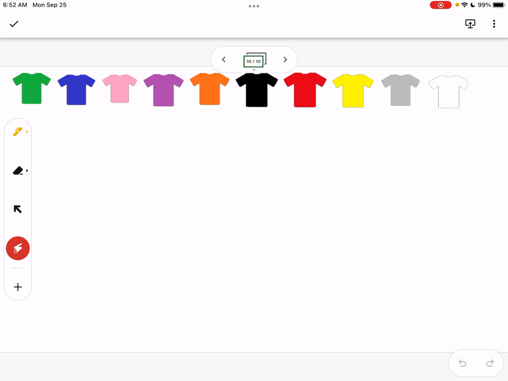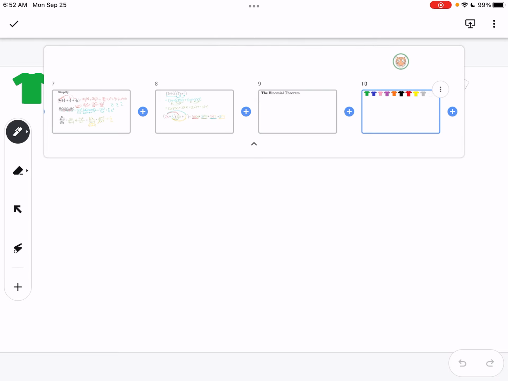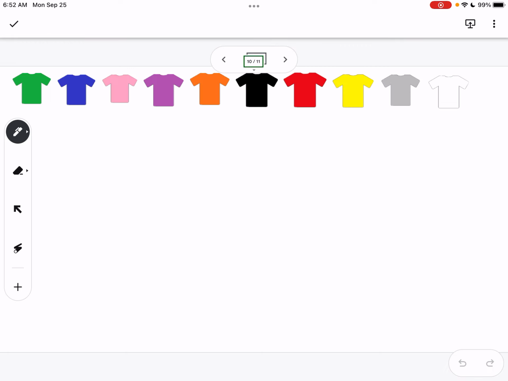Now, I'm going on an overnight trip with my family. I need to pack a shirt. How many choices do I have? If I'm packing, let me make another copy of this. If I'm packing one shirt, then I have 10 choices. I could bring the green one or the blue one or the pink one or the purple one. It doesn't matter. I just pick one shirt. I have 10 choices. I pick one.